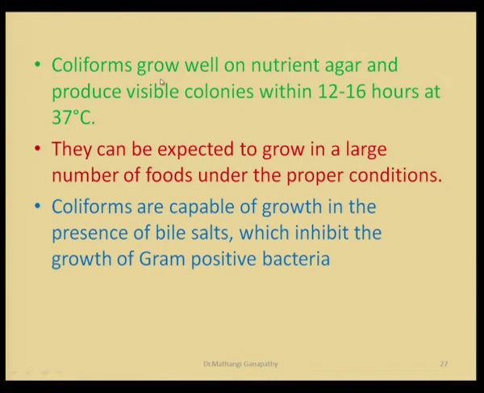The coliforms grow well on nutrient agar and produce visible colonies within 12 to 16 hours at 37 degrees centigrade, and these can grow in a large number of foods under proper conditions. They are also capable of growth in the presence of bile salts. Normally the presence of bile salts will inhibit gram positives, but the gram negative coliforms can grow even in the presence of bile salts.